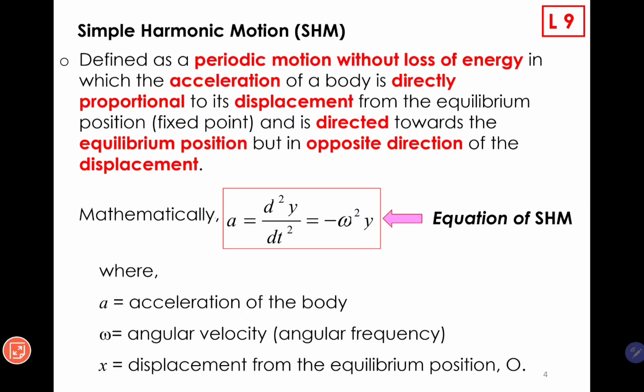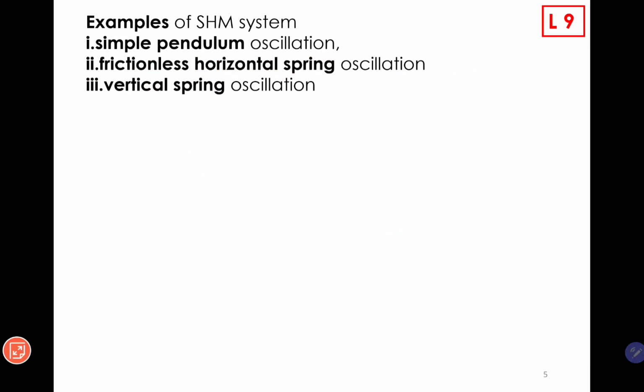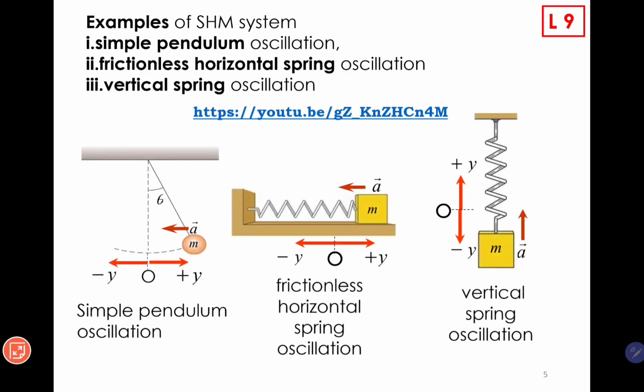Okay, there are three examples of simple harmonic motion systems. The first one is simple pendulum oscillation, the second one is frictionless horizontal spring, and the third one is vertical spring oscillation. Let's refer to this diagram. The first one is simple pendulum oscillation, and the pendulum just oscillates again and again. For the frictionless horizontal spring, the spring oscillates from the amplitude towards the equilibrium, reaches another amplitude, then turns back to equilibrium again and again. So the object just oscillates here.